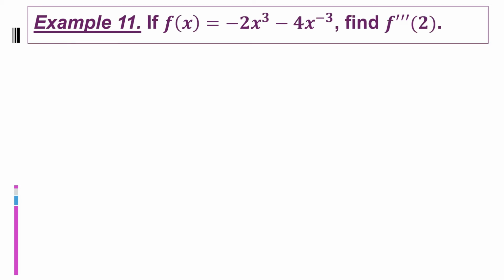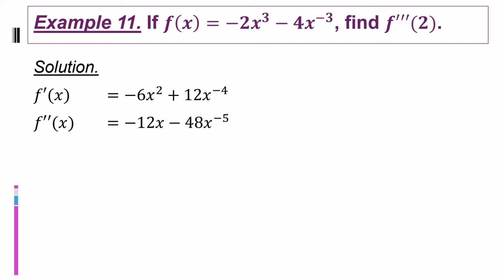Example number 11. If f of x equals negative 2x cubed minus 4x raised to negative 3, find f triple prime of 2. So, let's get the third derivative first. So, the first derivative is negative 6x squared plus 12x raised to negative 4. Power rule lang yan. Second derivative is negative 12x minus 48x raised to negative 5. And the third derivative is negative 12 plus 240x raised to negative 6.